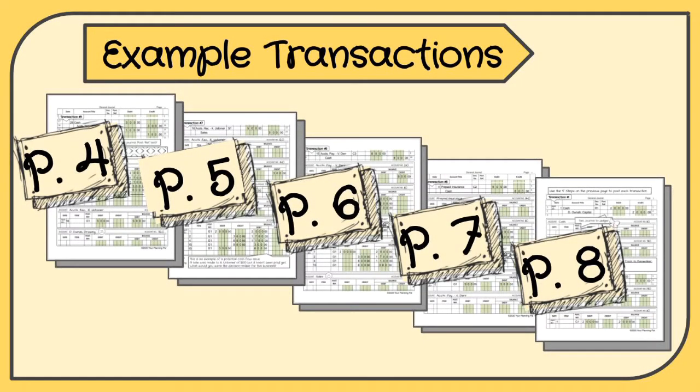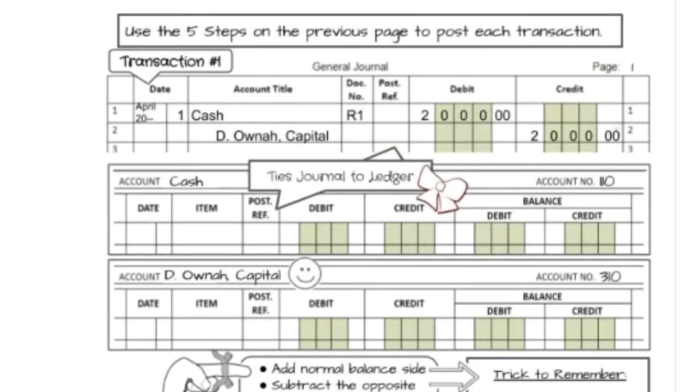Moving on to our 10 example transactions. These are found on pages 4, 5, 6, 7, and 8. On the top of page 4, you'll see a reminder that we're going to use the 5 steps on the previous page to post each transaction. Please reference those steps, have those out, and look at them as we learn how to do each one here.